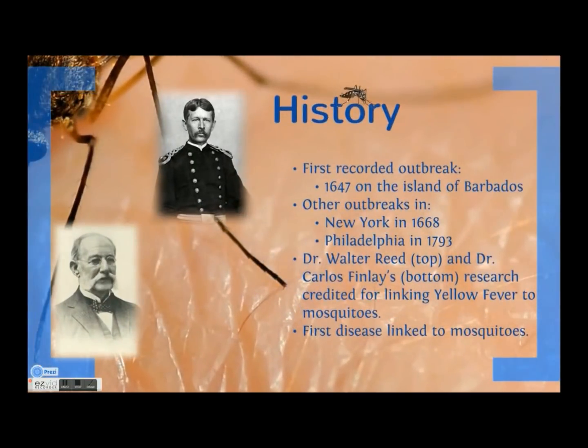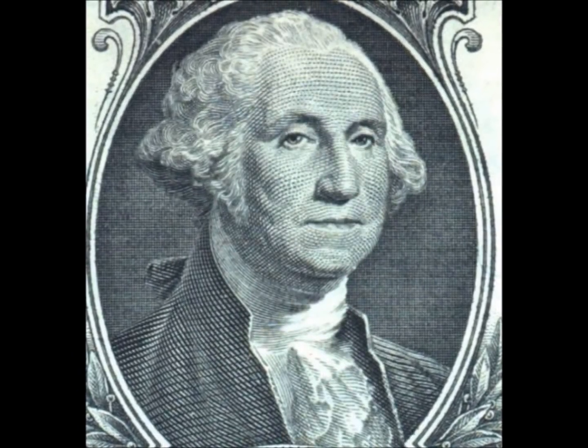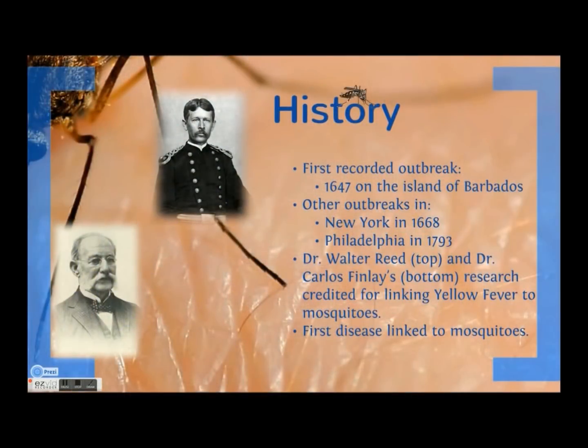The first recorded outbreak of yellow fever was in 1647 on the island of Barbados. Other significant outbreaks include New York in 1668 and Philadelphia in 1793, the latter of which forced then-President George Washington to evacuate the city, which was the capital of the United States at that time. Yellow fever was the first disease to ever be linked to mosquitoes. The link was made by doctors Walter Reed and Carlos Finlay.